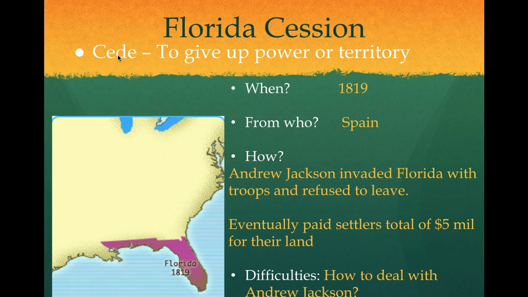Spain pretty much just gave the land to the United States, but James Monroe, who was president at the time, had to pay settlers a total of $5 million for their land because it belonged to them and they didn't want to give it up. The difficulties they faced were how to deal with Andrew Jackson. Andrew Jackson's going to continue to be a problem as we move into Native American relations in U.S. history.